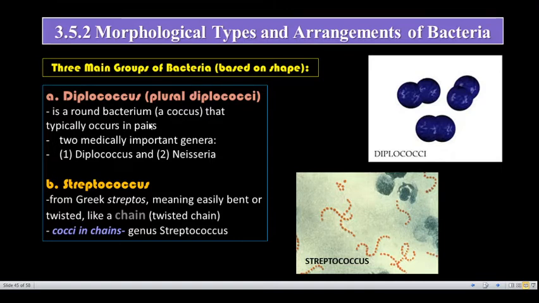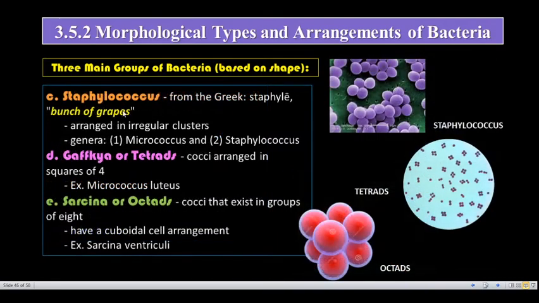Okay, so that is the first classification under the cocci. Now, the second one is the Streptococcus class. Okay, from the Greek word streptos, meaning they are easily bent, twisted like a chain. So, in short, tandaan nyo dito sa Streptococcus, parang chain yung formation niya. Chain ng mga coccus. Okay, cocci in chain. So, ang genus niya, Streptococcus pa rin. And your Streptococcus, these are types of bacteria that usually cause pharyngitis, pwede ring pneumonia, or they can also infect wounds found on the surface of the skin. Okay, so respiratory system and the skin is affected with your Streptococcus.